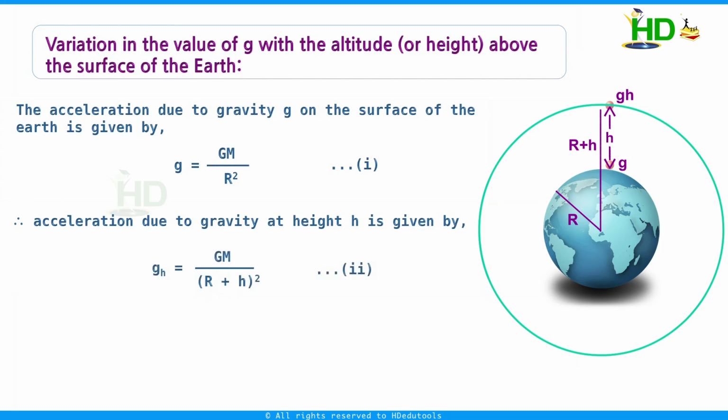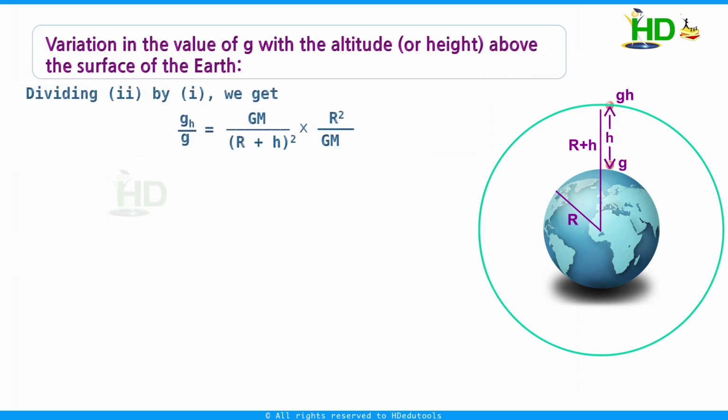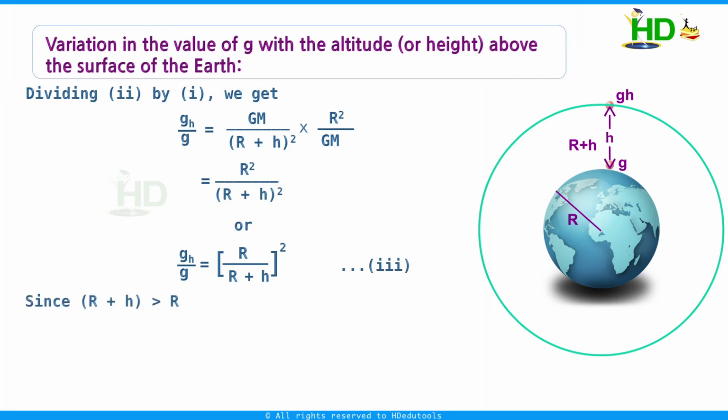Now from these two equations we can write g_h/g = GM/(R+h)² × R²/GM, that is, g_h/g = (R/(R+h))². R+h is greater compared to R, so g_h/g is less than 1. g_h/g = (R/(R+h))². This is the relation between the value of acceleration due to gravity at height h and on the Earth's surface.